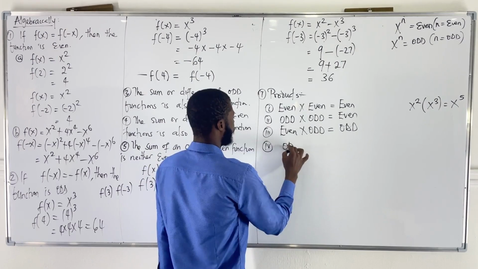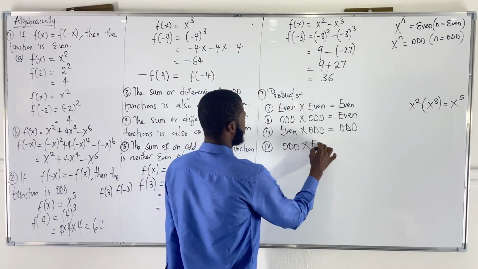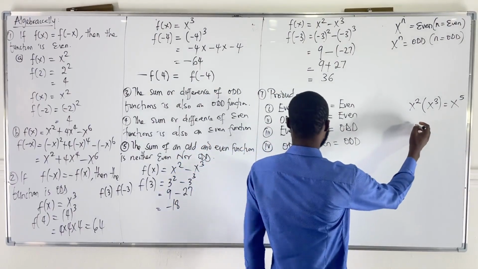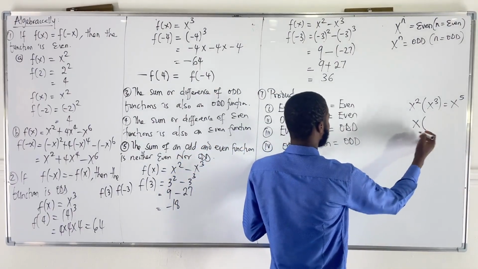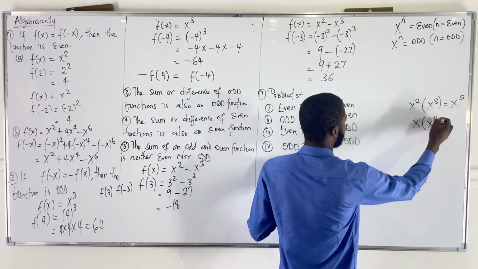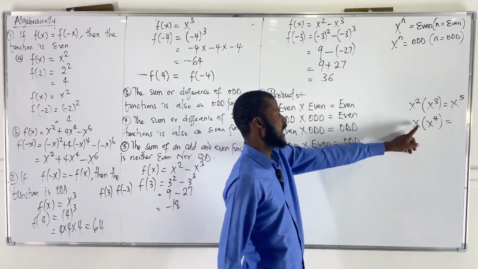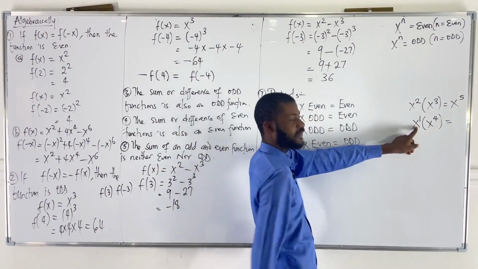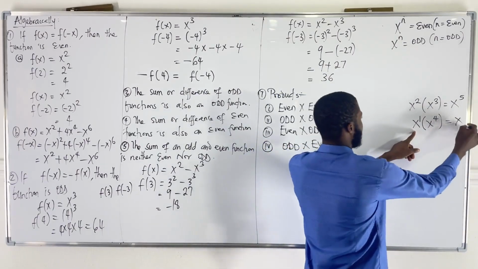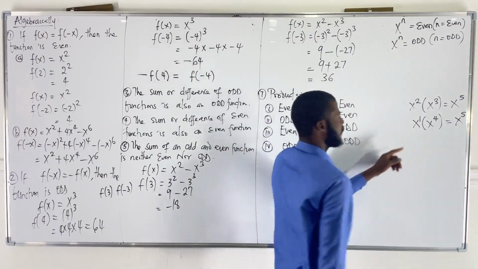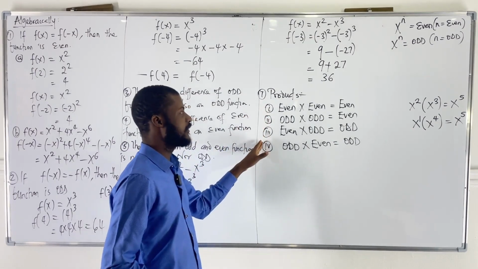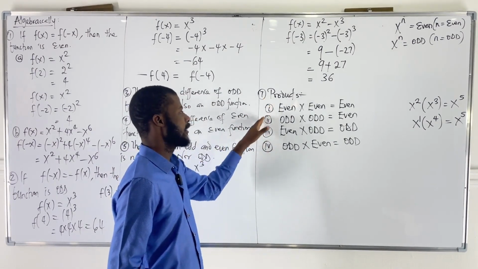Next, an odd function multiplied by an even function is also odd. So if you have an odd function, let's say x is an odd function, you multiply that by x to the power of 4, for example. So this x here is raised to the power of 1, so it's an odd function. This x here is raised to the power of 4, so it's an even function. And this will be x to the power of 5. 1 plus 4 is 5. So that's odd. So you need to take note of this. It is very, very important. So this is number 7.